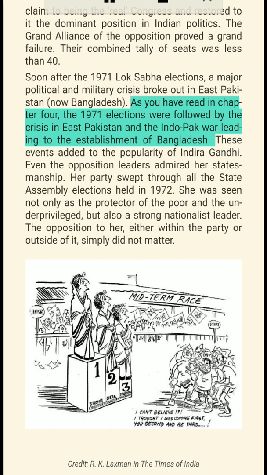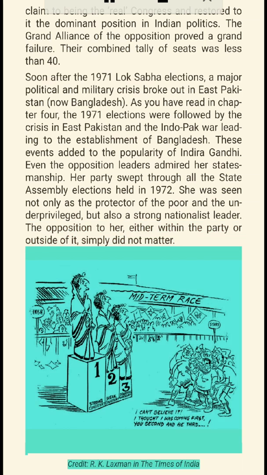As you have read in Chapter 4, the 1971 elections were followed by the crisis in East Pakistan and the Indo-Pak War leading to the establishment of Bangladesh. These events added to the popularity of Indira Gandhi. Even the opposition leaders admired her statesmanship. Her party swept through all the state assembly elections held in 1972. She was seen not only as the protector of the poor and the underprivileged but also a strong nationalist leader. The opposition to her, either within the party or outside of it, simply did not matter.